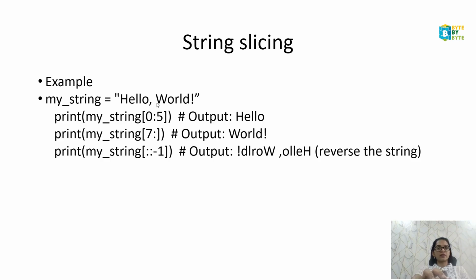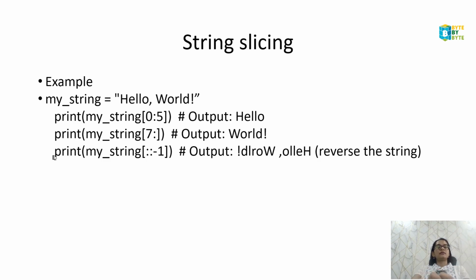6 is your white space and this is 7. So it will start from W. Since the end is not given, it will default to the end of the string. So it will go until the end of the string and print all of the word along with the exclamation mark.